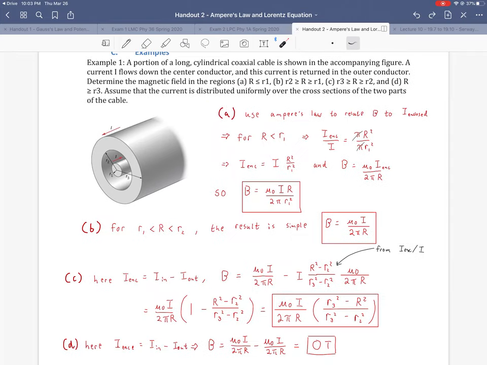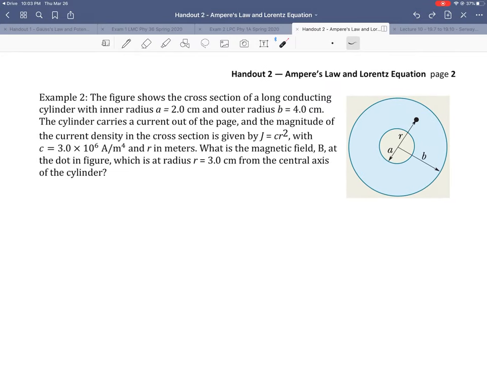Okay, all right. So now let's move on to an example where we're actually going to use some calculus. All right, so in example two, we have a ring again. So it almost looks like we're starting with a coaxial cable, but there's no center cylinder. It's just the ring, okay? But one thing's new here, and that is that our current inside of our ring wire here is a function of the radius, okay? So this is not a uniform current. All right, so how do we go about this? How do we start it?